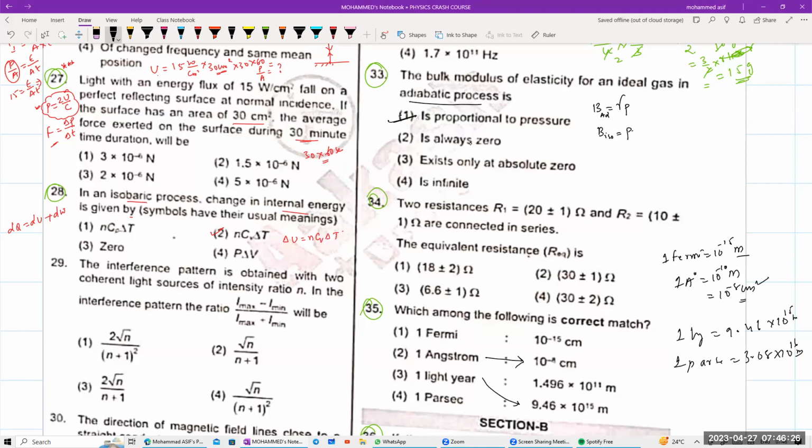Done? Okay. Two resistances R1 is equal to 20 plus or minus 1 ohms, R2 is equal to 10 plus or minus 1 ohms are connected in series. So for series combination, we know the formula: R in series is equal to R1 plus R2. That means this will be 20 plus or minus 1 plus 10 plus or minus 1. That means this will be equal to 30 plus or minus 2. Okay, very simple. Fourth option. Very good.